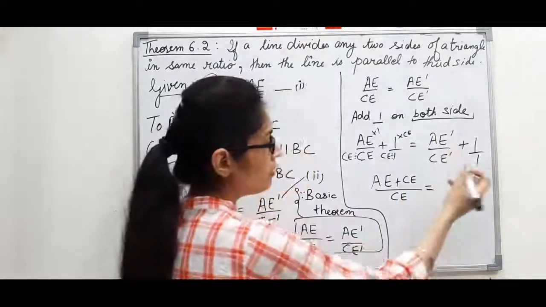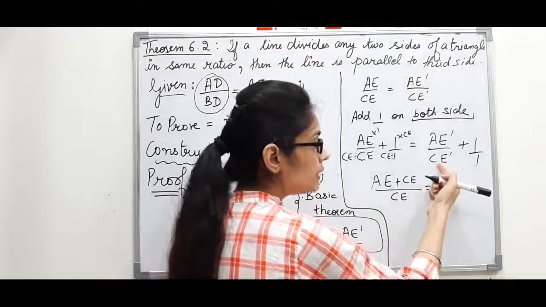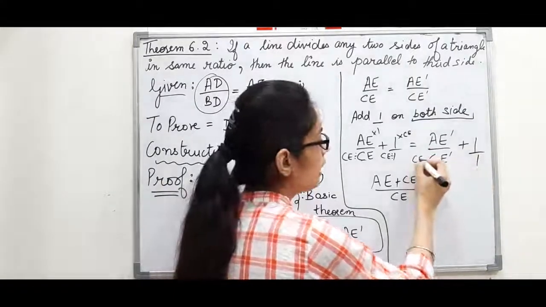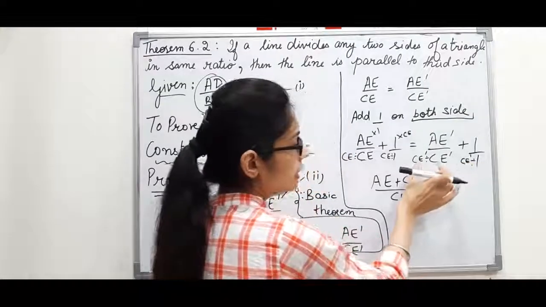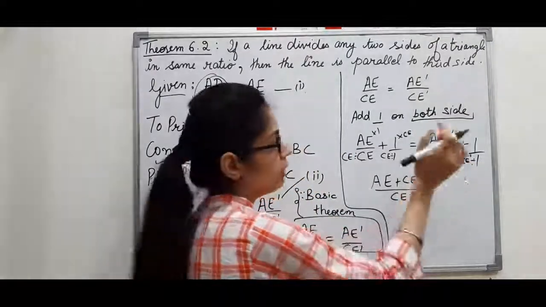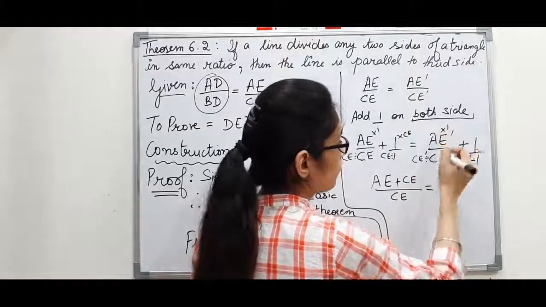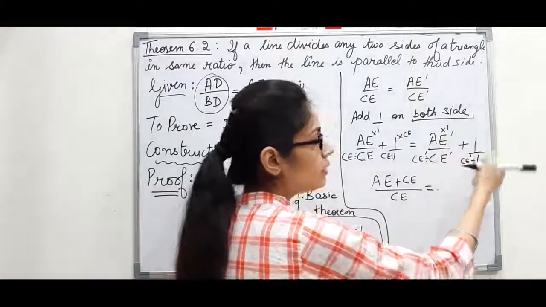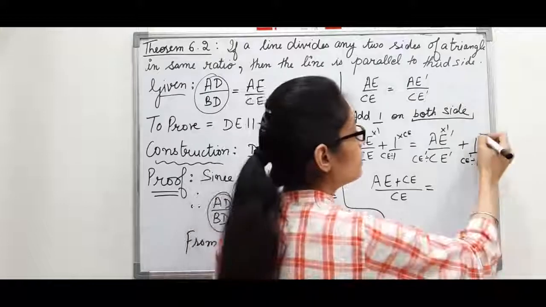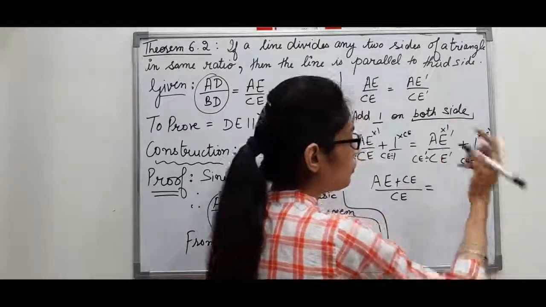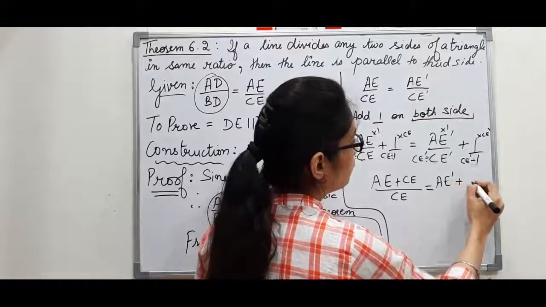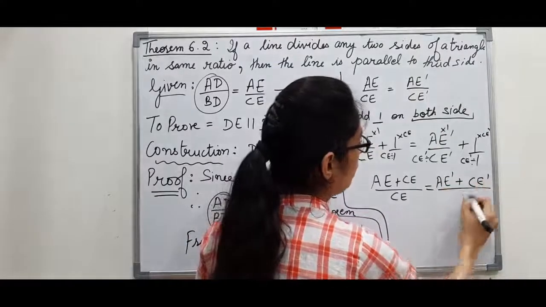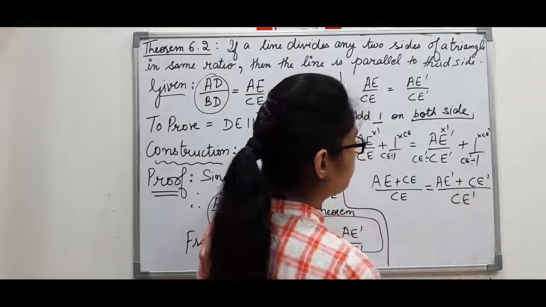This side, same way we have to do. LCM of CE dash and 1 will be CE dash, so I have to divide the LCM with both the denominators. CE dash divided by CE dash gives us 1, so 1 we multiply with the numerator AE dash. CE dash divided by 1 gives me CE dash, so I multiply this with the numerator 1. So same way I will get AE dash plus CE dash upon CE dash. You can see.